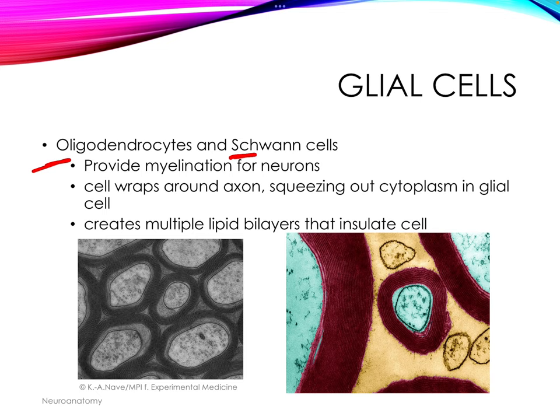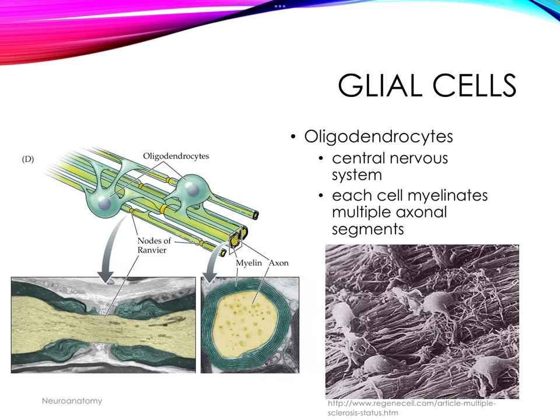Because you can actually see the layers of how these cells are wrapped around, you see how they're just multiple layers. These are lipid bilayers made up of fatty substance, or lipids, that are going to insulate those cells. We're going to talk about the two kinds of glial cells here. Oligodendrocytes are in the central nervous system, so these are found in the brain and the spinal cord. Here you can see that one oligodendrocyte is going to wrap itself around multiple axons, and you can see all the different layers of it wrapping around the multiple axons.